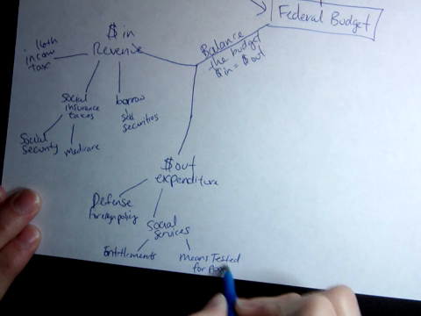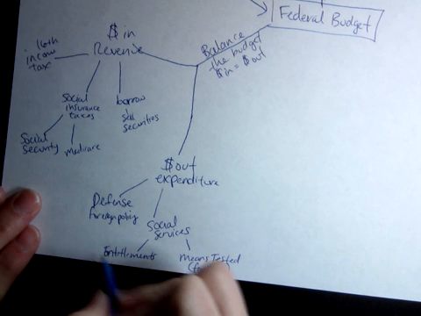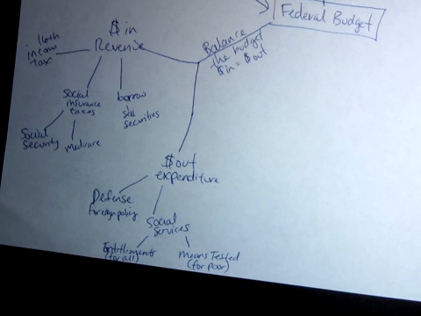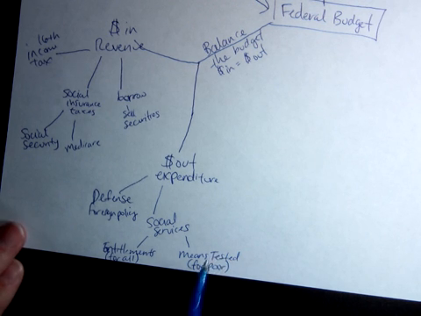And entitlements are really for everyone, like Social Security. No matter how rich or poor you are, if you worked and you paid into Social Security, you get Social Security. You get Medicare. Even the wealthy can get Social Security and Medicare. But means-tested are for the poor. Any predictions what we spend more money on? Absolutely. We spend very little on the poor. We'll explore that next period.